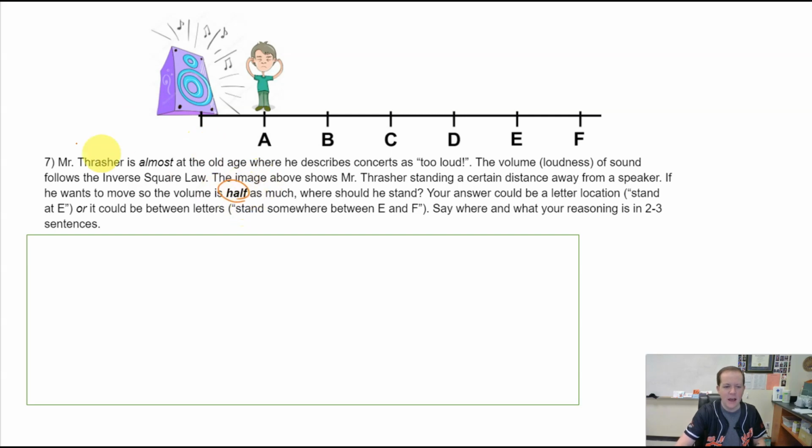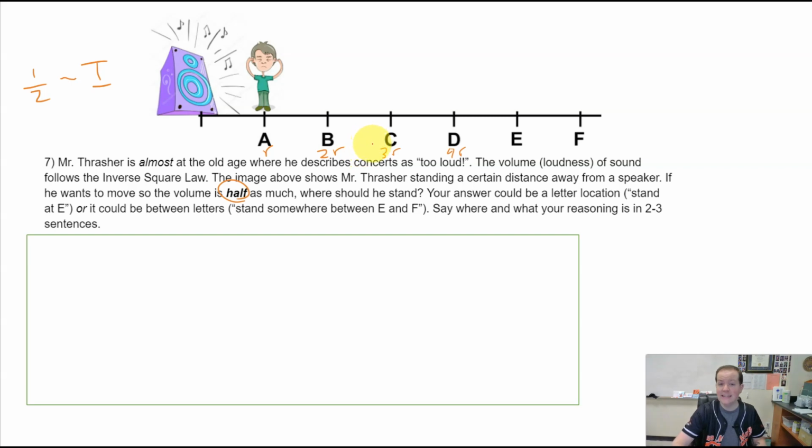I want the volume to be less. How much less? I want it to be 1/2 as much. I want the intensity to be 1/2. Where should I stand? Well, notice I'm a certain distance r away. It looks like B is 2r, C is 3r, and then 4r, etc. How can I figure out where to stand?